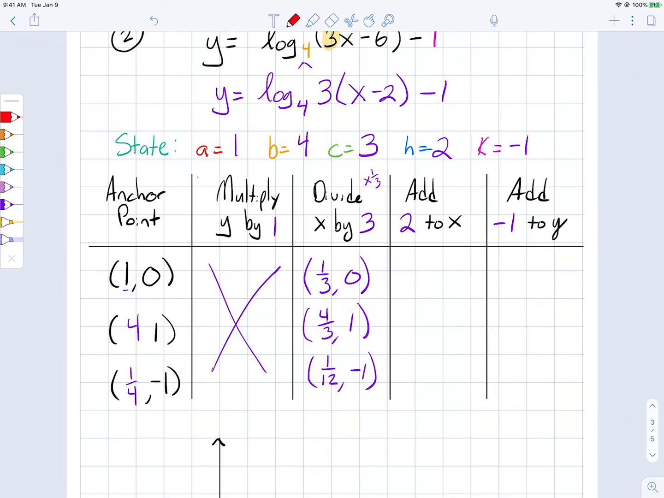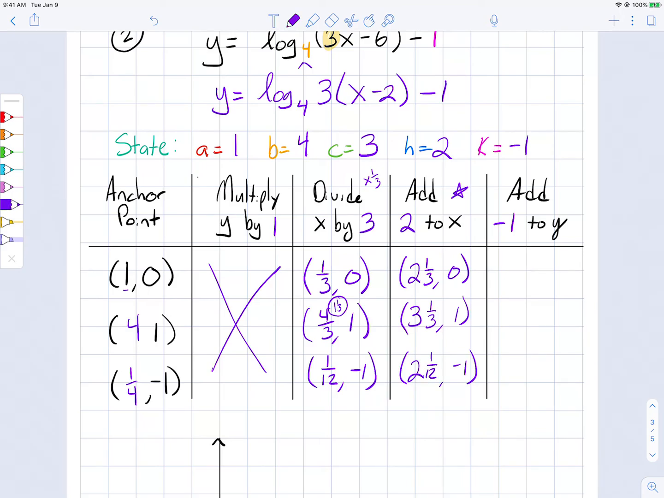Next thing I'm going to do is add 2 to all the x values. So 2 plus a third is 2 1/3. Just going to write that as a mixed number. 4/3 was 1 1/3. So if I added 2 to 1 1/3, that's 3 1/3, comma 1. And 2 plus 1/12 is 2 1/12, comma negative 1.